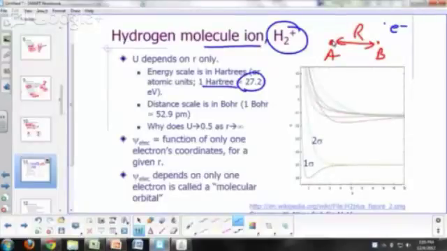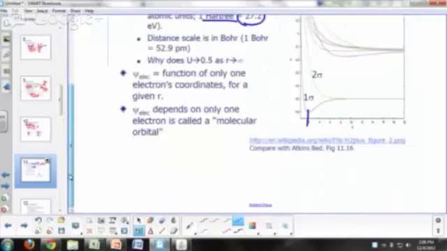So let's take a look at this. The distance right here is in Bohr. So what is the equilibrium internuclear distance between the two in the lowest electronic state? You get about two Bohrs. Okay. And look at what the dissociation energy is for this.